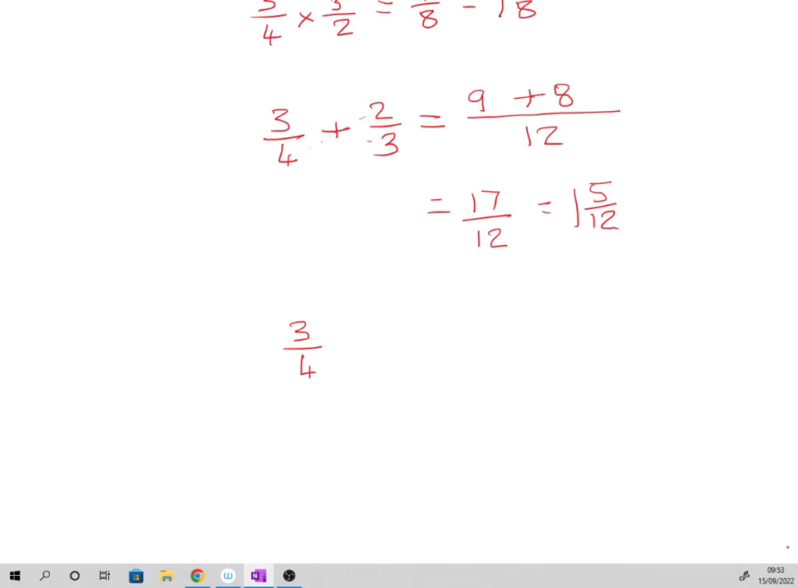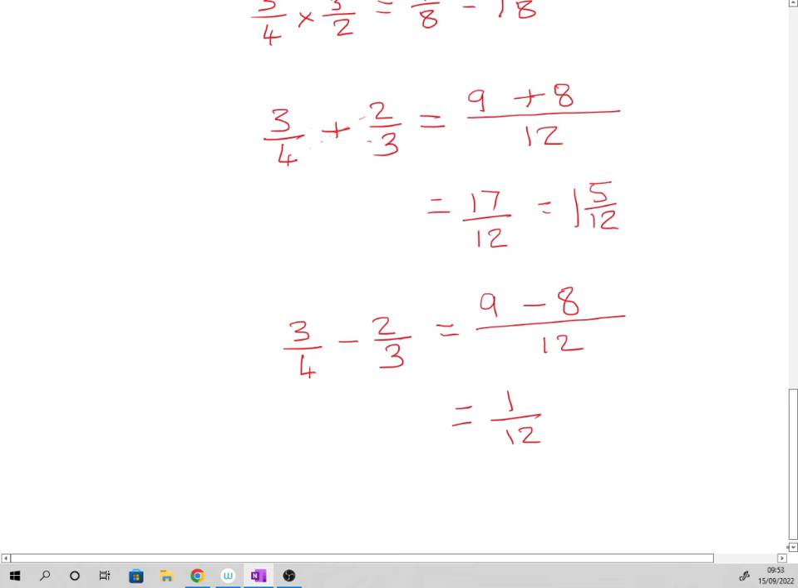3/4 minus 2/3. So we've got subtract now. So you could do the same thing again. 4 3s are 12, and 3 3s are 9, and 4 2s are 8, but this time we have a minus sign in the middle. So 9 take away 8 is 1, so the answer is a 12th. So that's how you do adding and subtracting. You can use the same method regardless.